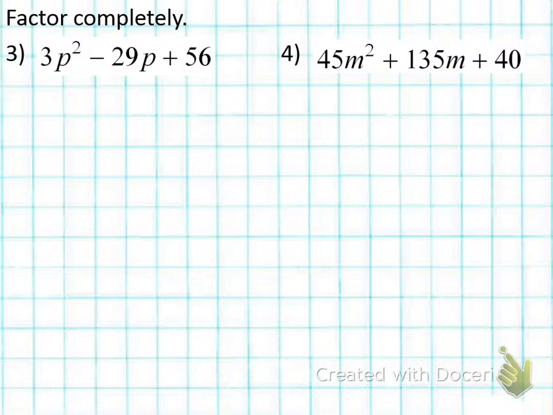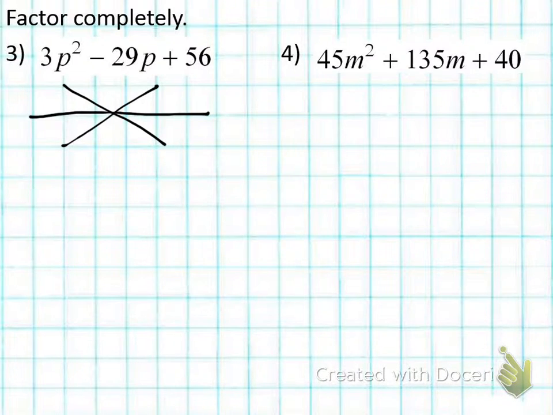Okay, 3p squared minus 29p plus 56. Check with your neighbor first. Ask them, is there a GCF? So is there a GCF here? No, so we got 3p squared minus 29p plus 56. Okay, so now we have to do a little multiplication, right? So I'll start you off and then I'll have you finish it.